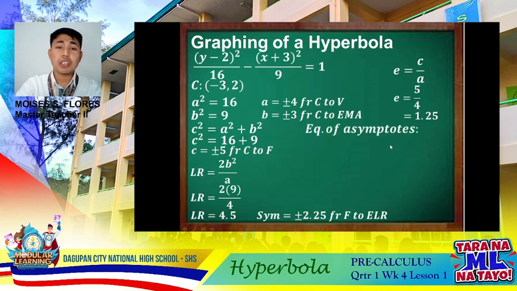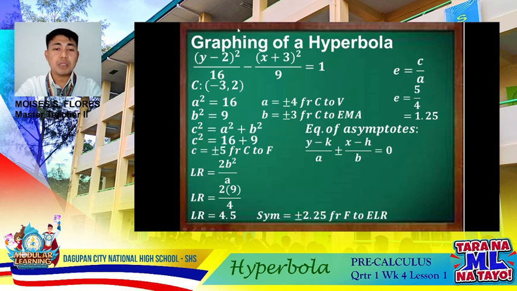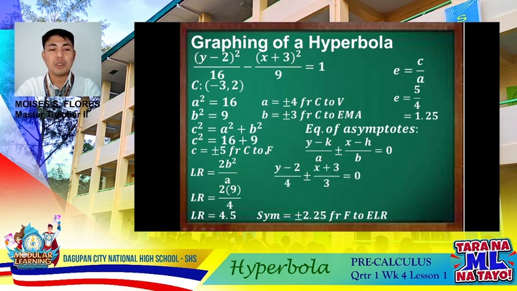Okay, for the equation of the asymptotes, this time centered at (h, k), here is our formula for asymptotes. So, it's just a matter of extracting. Okay, we have removed the square sign and of course we extracted the denominators. Okay, so there you have y minus 2 over 4, x plus 3 over 3. Okay, and it's just plus or minus, then equated to 0.